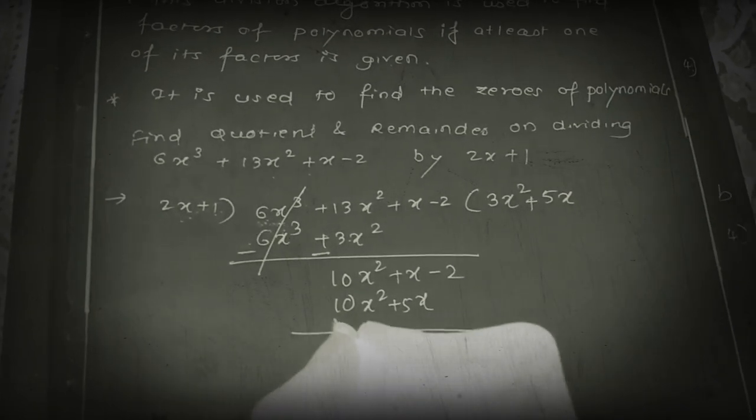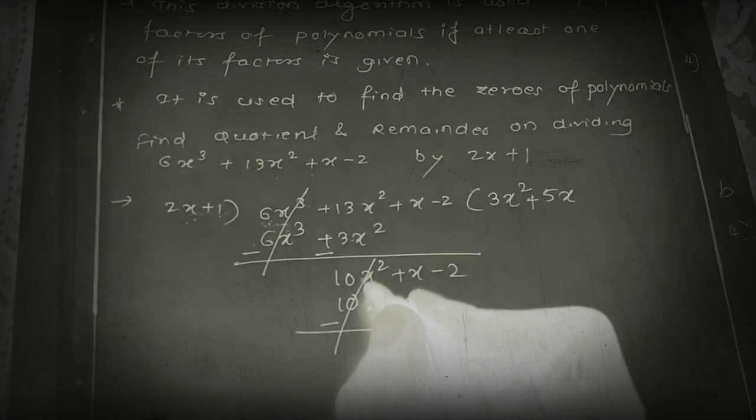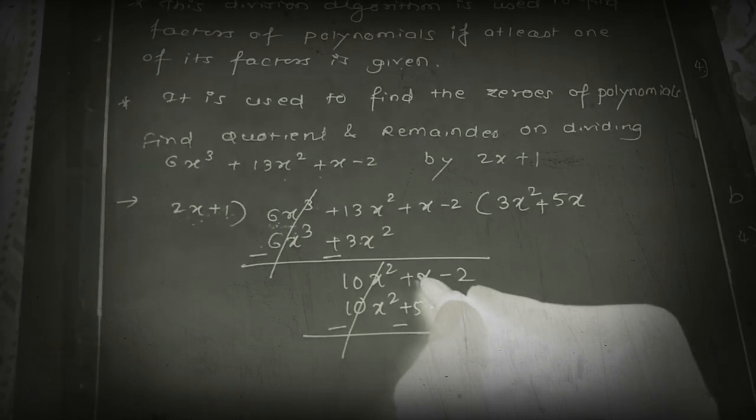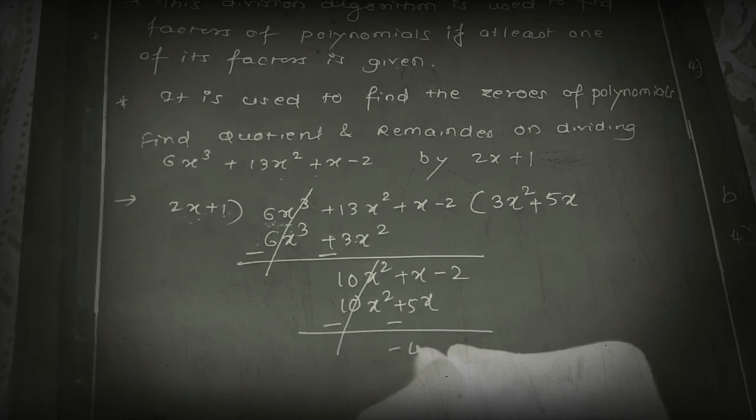Subtract this. Just change the sign: plus will become minus, plus will become minus. This will get cancelled: 10x square minus 10x square is 0. Here, plus x minus 5x will be minus 4x.